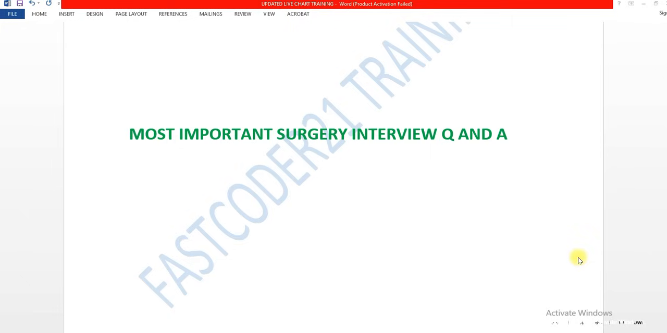So what is the difference between capsulorrhaphy and capsulectomy or capsulotomy?